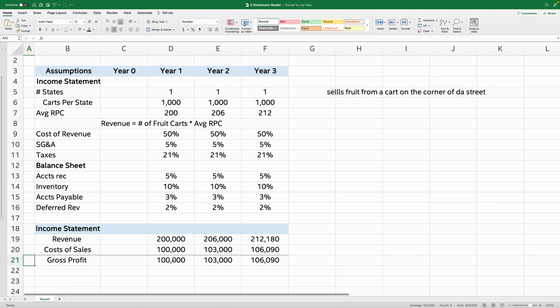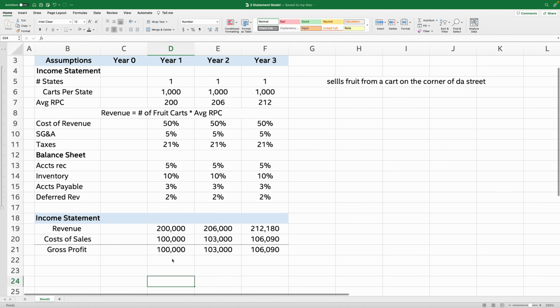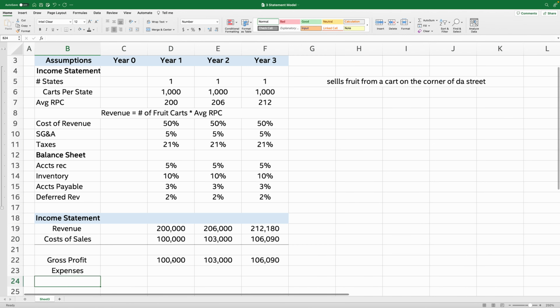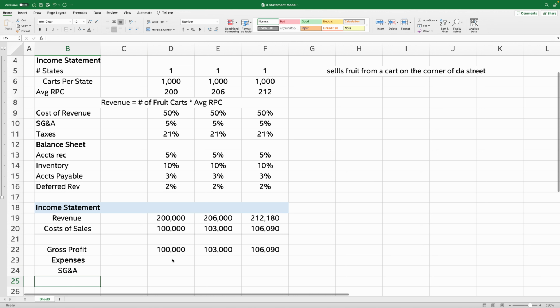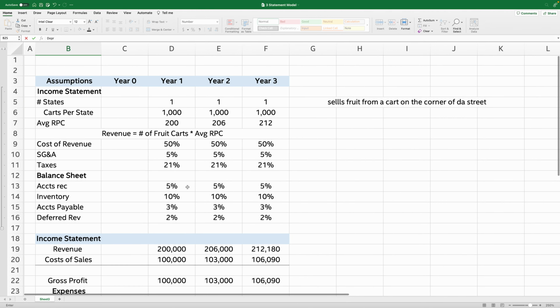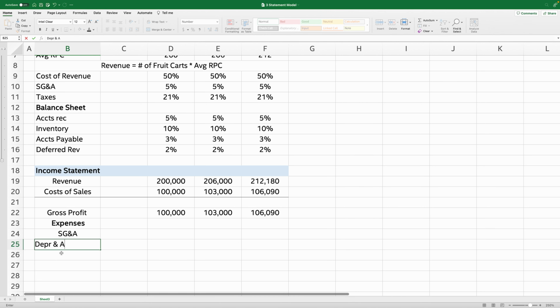Cost of sales would be 50% times revenue. Now we have gross profit, also known as gross margin, or profit margin. Then after that, let's make a space. We have gross profit here, and then we also have some expenses. For expenses, we have our operating expenses. These are expenses associated with the operations of the business. Depreciation and amortization. All right, that's probably our only expenses for now.